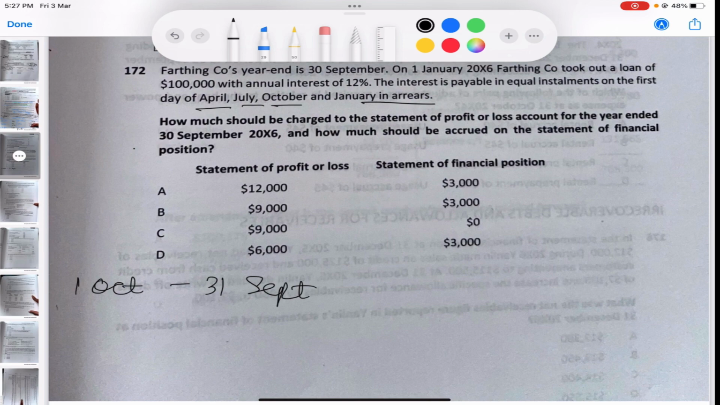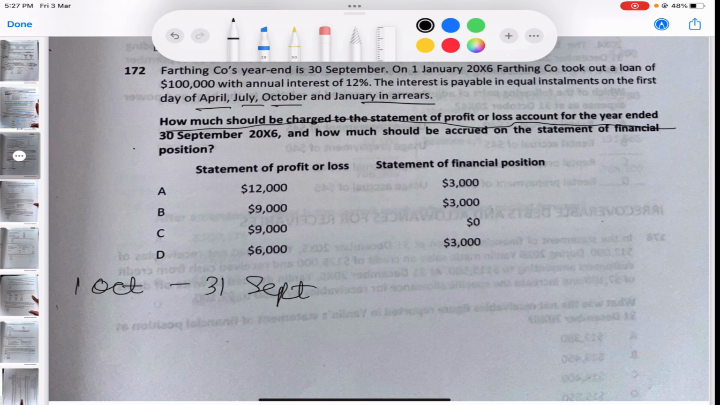What do you mean by arrears? Arrears means instead of in advance, when the months are over, you are paying for them. Like in the previous question, we saw that on Jan, we are paying for Jan, Feb and March. In this question, on March, we are paying for Jan, Feb and March. So for the months which have been over, we are paying for that late. That's what arrears mean. Arrears are basically accruals. So now we need to see how much should be charged to the PNL for the year ended 30 September 2006.